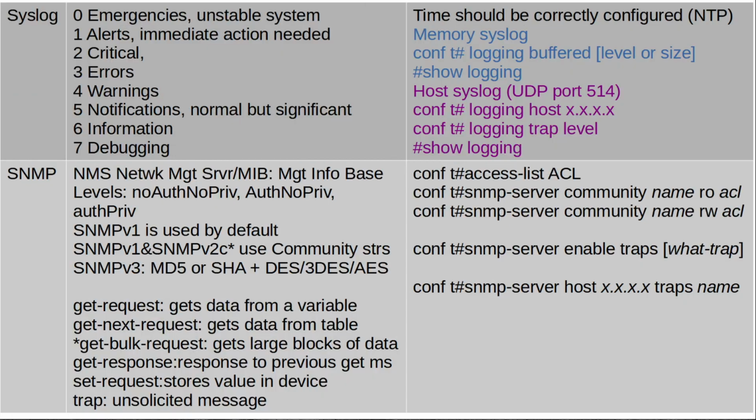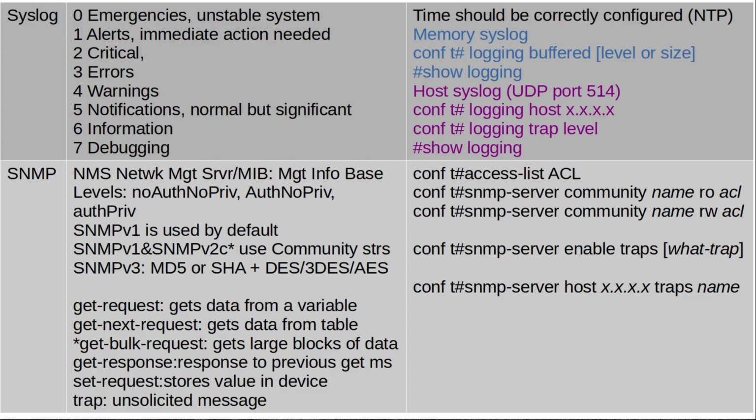Syslog is a protocol that will let you send information of messages regarding events within devices to a server. And you can configure syslog in your Cisco devices using the commands logging host and logging trap level. Remember that syslog is a protocol that uses UDP port 514. You must make sure to configure Network Time Protocol before doing this, because otherwise the timestamp included in these messages will make no sense.